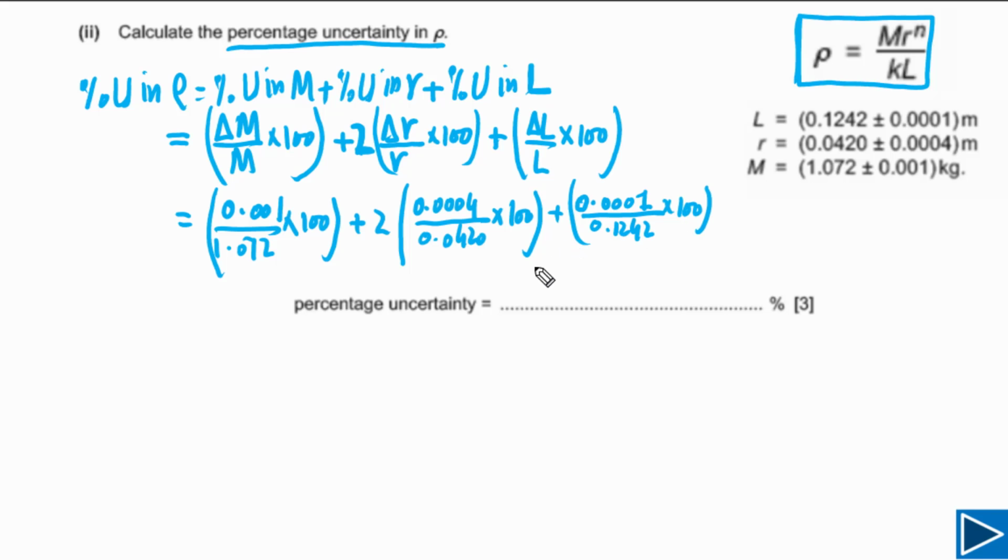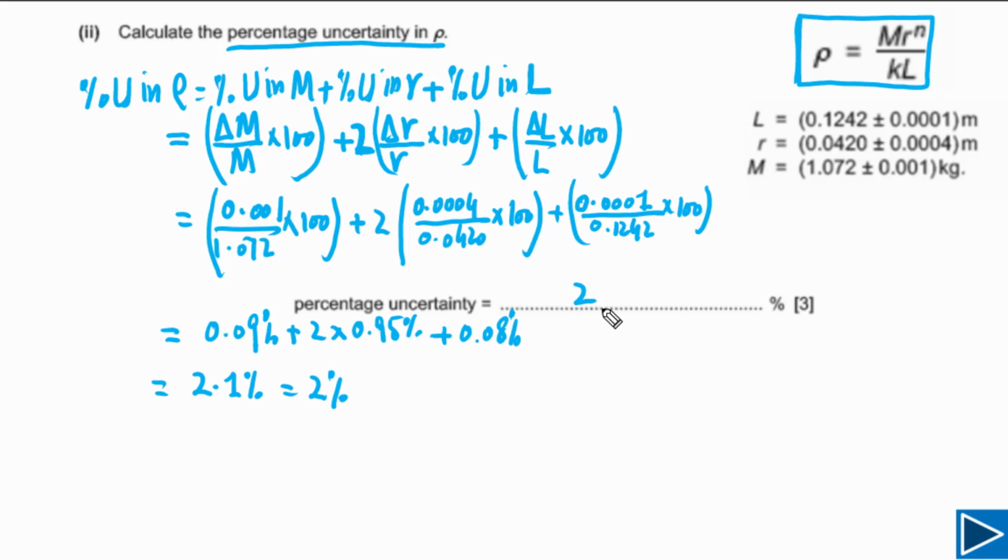And now we just need to simplify. If we simplify the first one, our answer will be 0.09%, and for the second one we have to multiply with 2, which gives 0.95%, and the last one is 0.08%. If we add all together, our final answer will be about 2.1%, or simply we can say 2%, and this is our final answer.